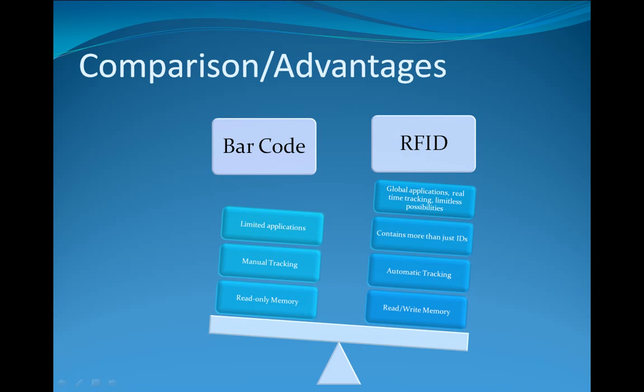Now what Saurabh means by contains more than just IDs is that barcode just had the ID of the product, wherein RFID can have other data such as the manufacturing details, the destination to where the product is headed to, and the production place of the product too. It can have other data besides just IDs.